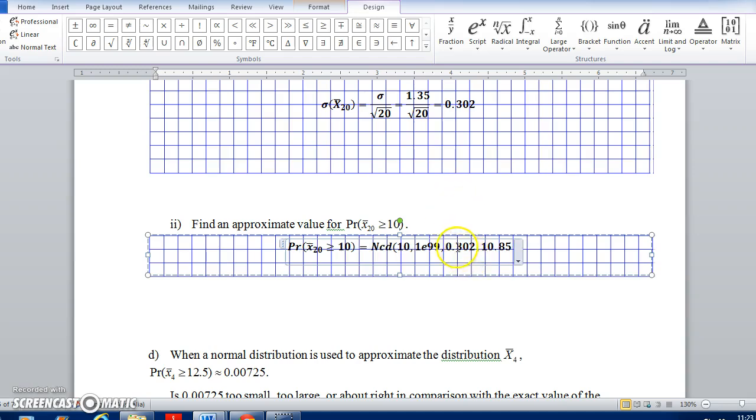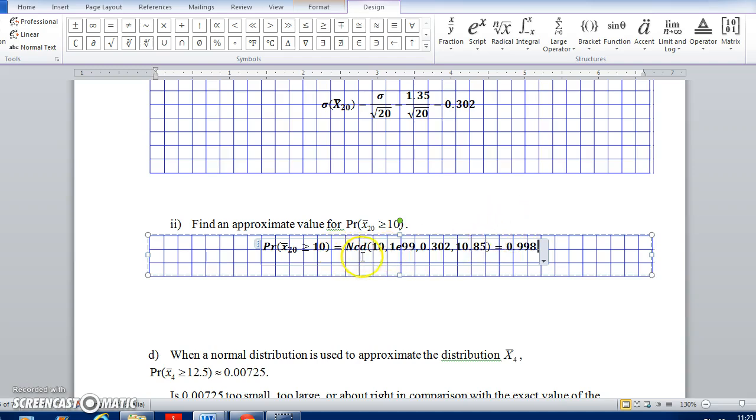Possibly what I would do in this case, to get better accuracy, is find the standard deviation to 4 significant figures and use that in this calculation. And so then that equals 0.998. So that's our probability.